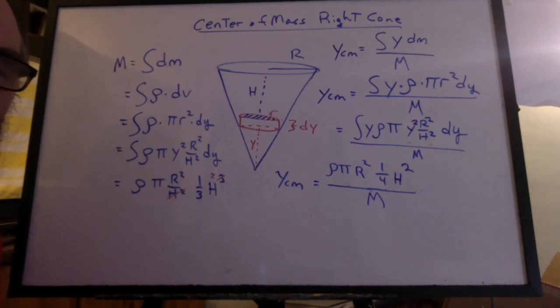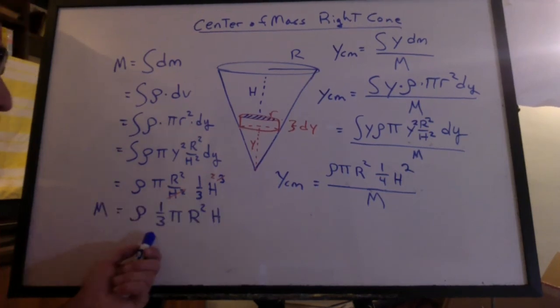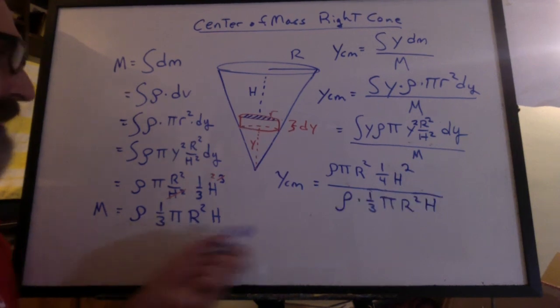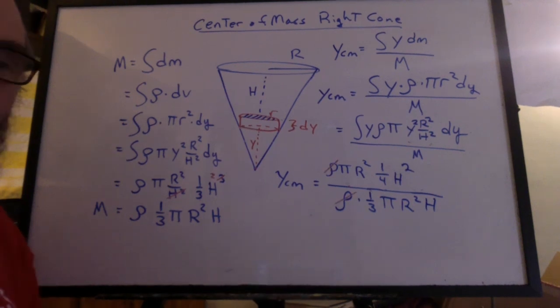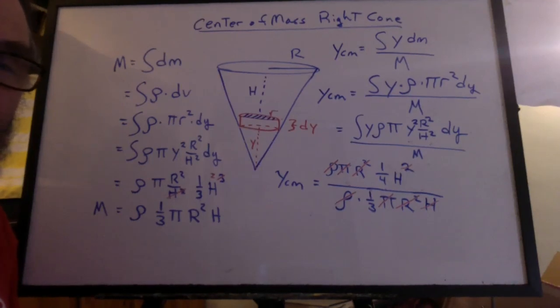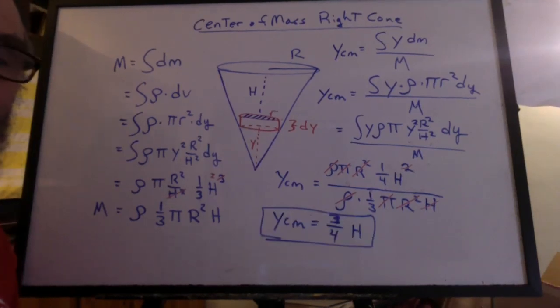I bet that looks familiar. There's the mass of a right cone. It's the density times the volume. Put the mass in for the mass. The y center of mass will not depend on the density. It won't even depend on how wide the cone is. I'm going to get 3/4 h.